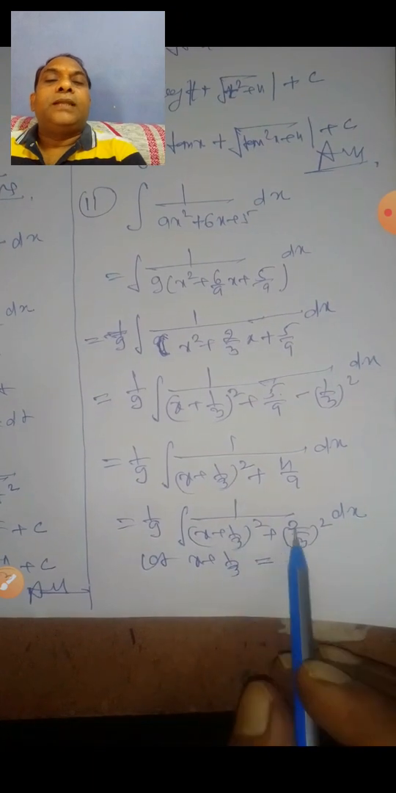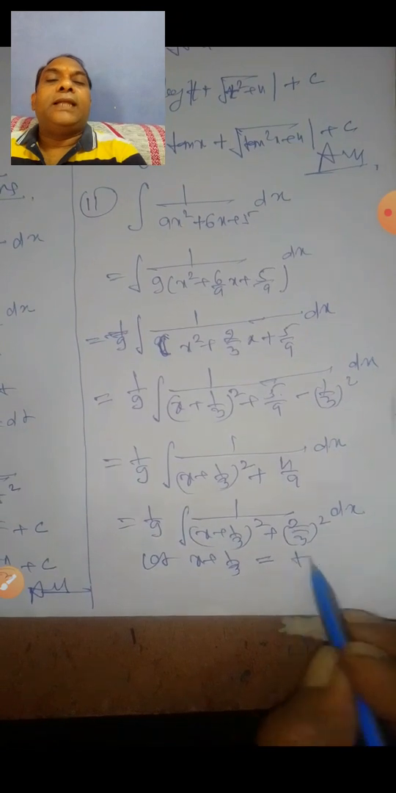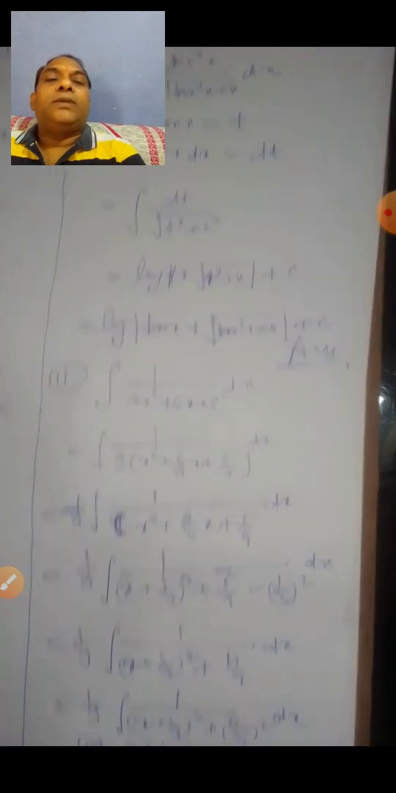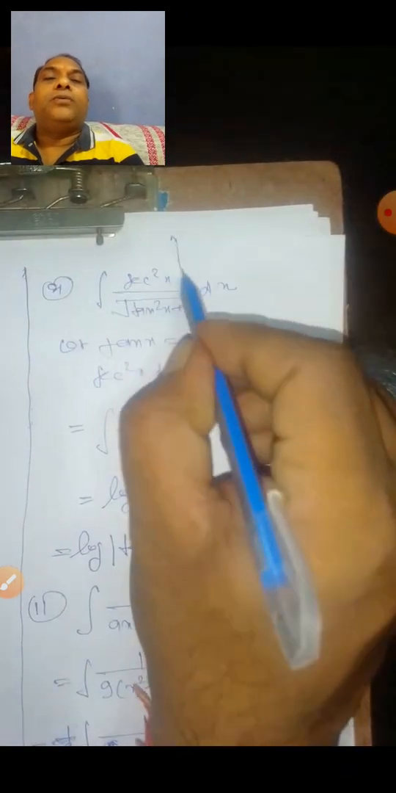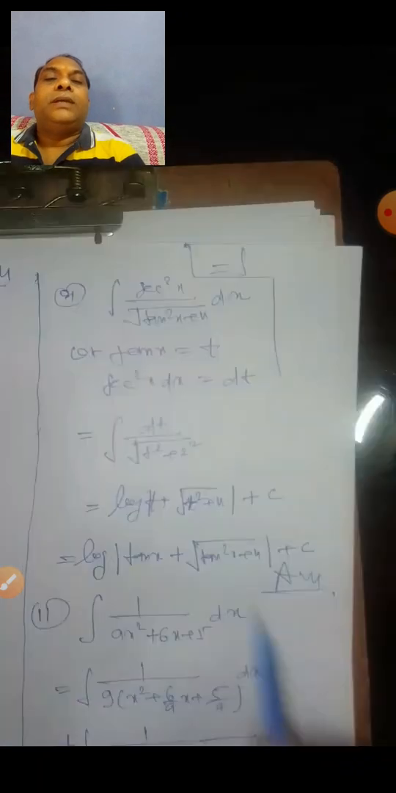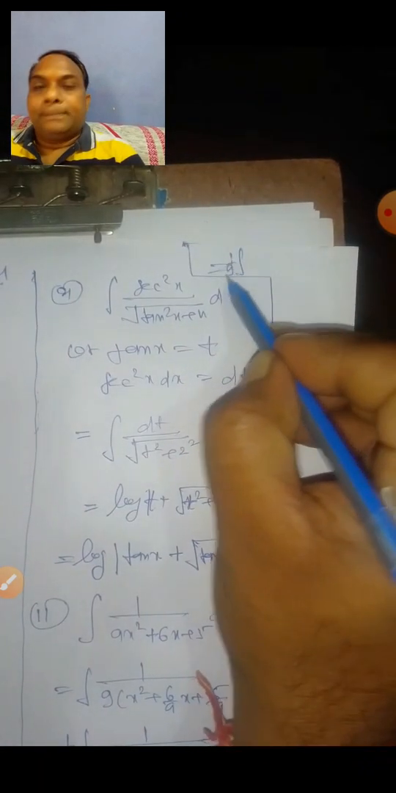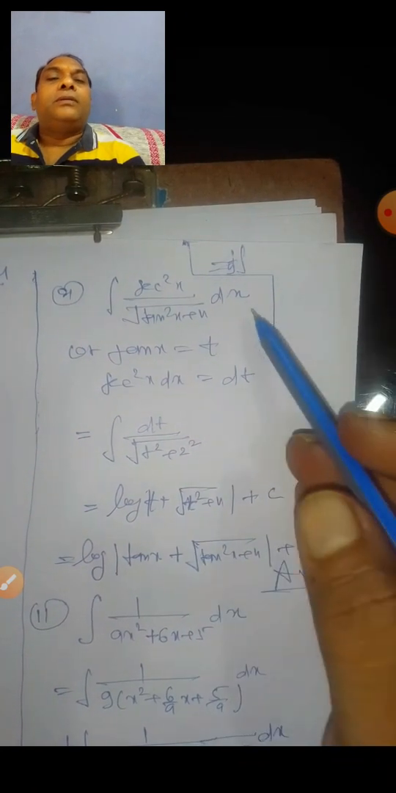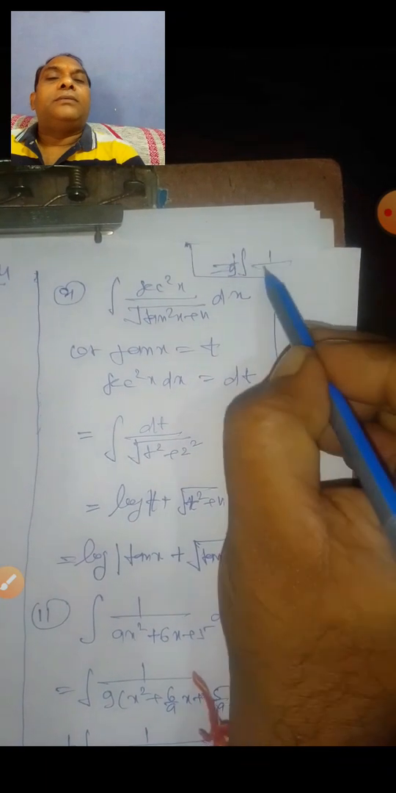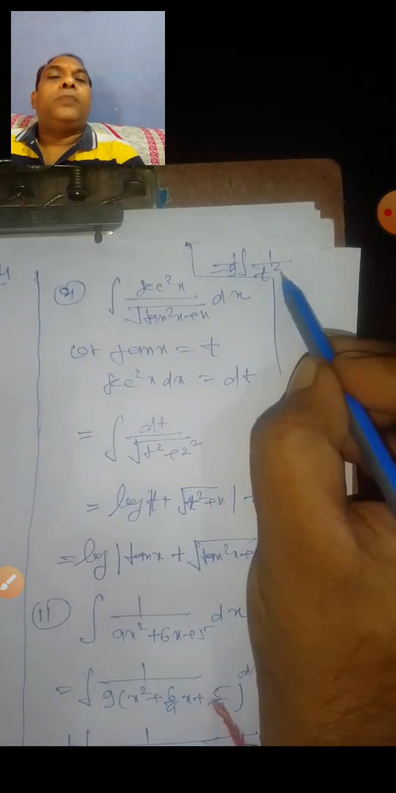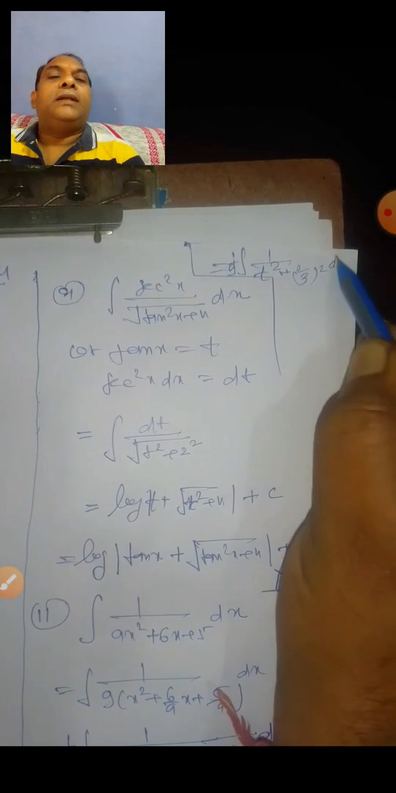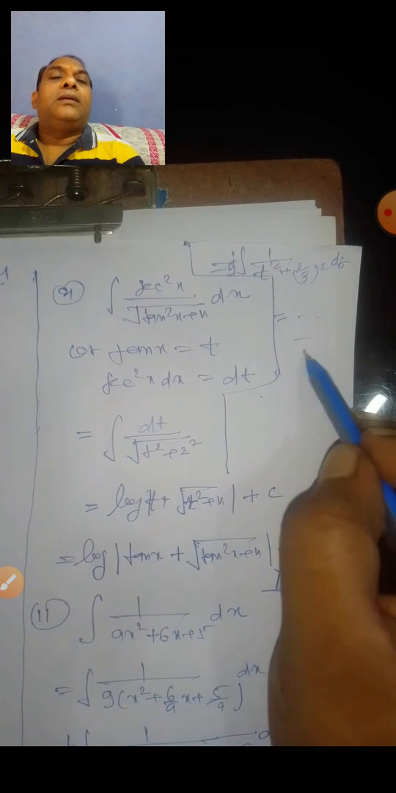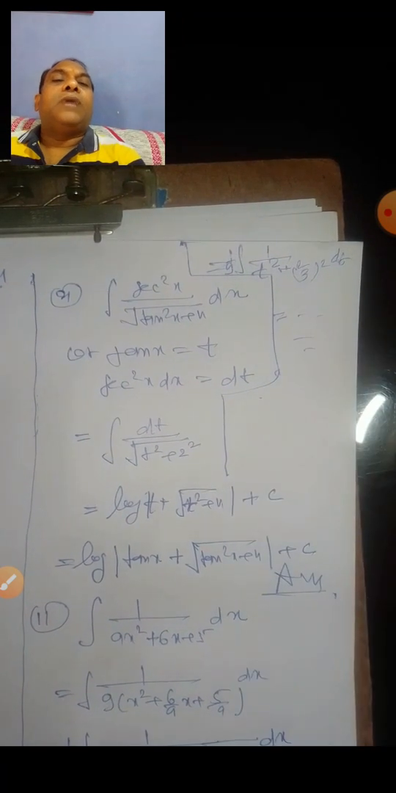Now see again, firstly completing the square, then let (x plus 1) by 3 is equal to t, then dx will be equal to dt. So the given question will be equal to the integration of 1 upon 9 times 1 upon t square plus (2 by 3) square dt. Now you can use the formula integration dx upon x square plus a square, then you have the answer.